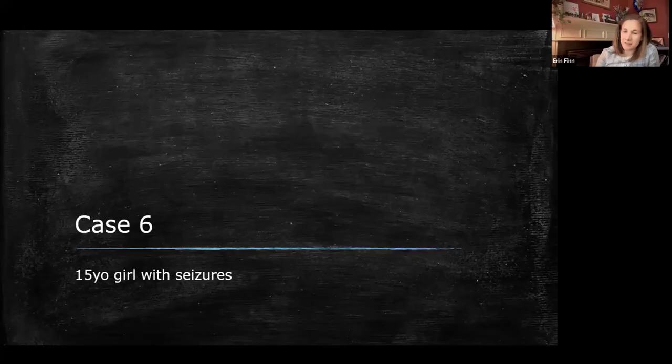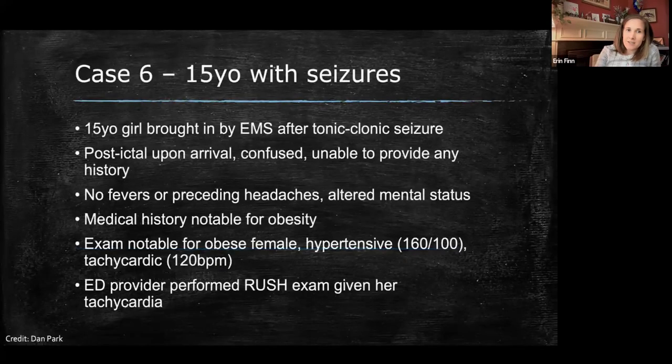So this is a 15-year-old girl with seizures. So she was brought in by EMS after a witnessed tonic-clonic seizure. She's post-ictal and very confused upon arrival. So she's not providing any history, but her family's there and they say, well, she didn't have any fevers or headaches or any altered mental status leading up to this.